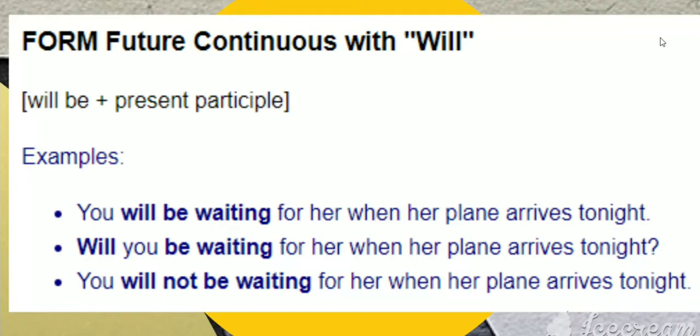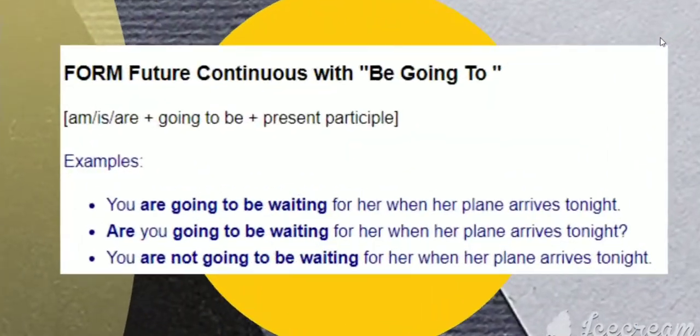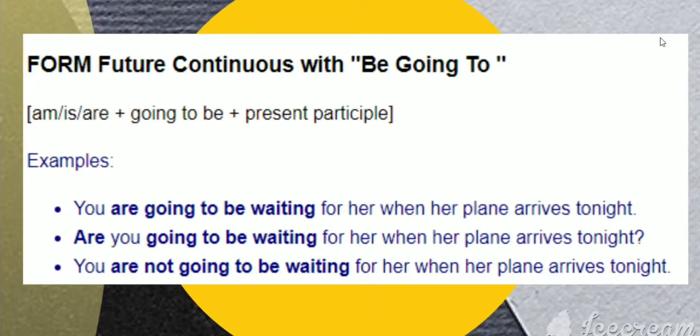For example, the form future continuous with will, the structure is will be plus the present participle. We have here some examples. The first one is a positive sentence. It says that you will be waiting for her when her plane arrives tonight. The next one is an interrogative sentence, and it says, will you be waiting for her when her plane arrives tonight? And the last one is a negative sentence, and it says, you will not be waiting for her when her plane arrives tonight.